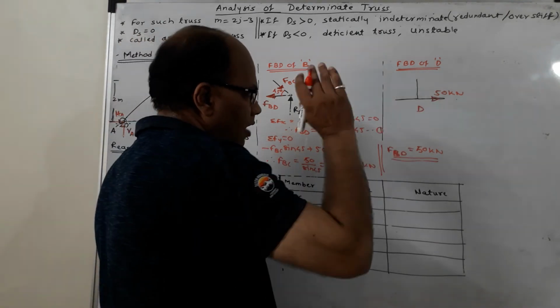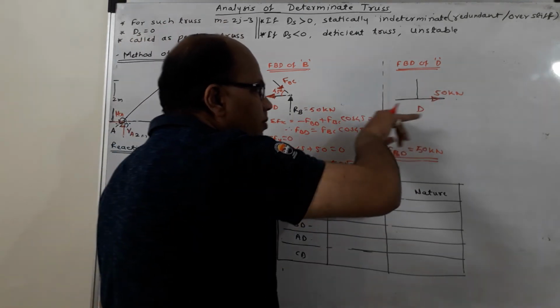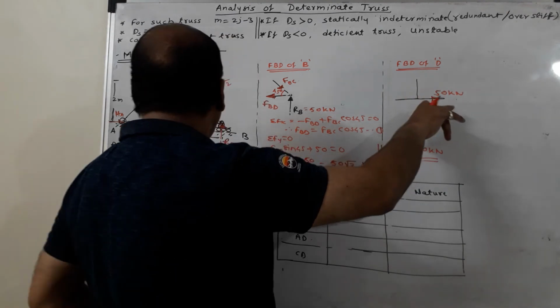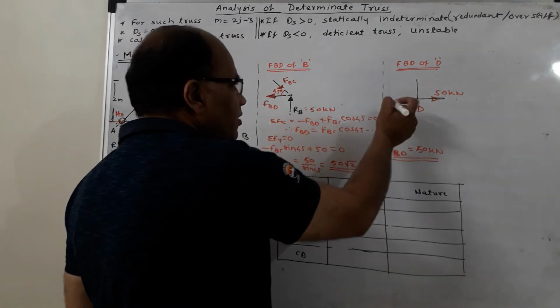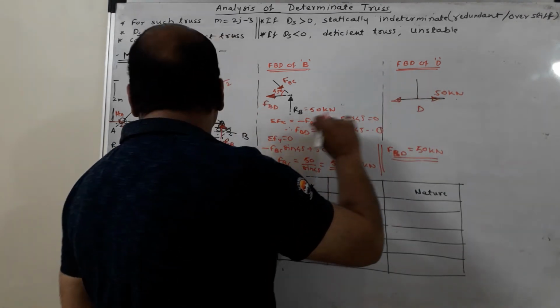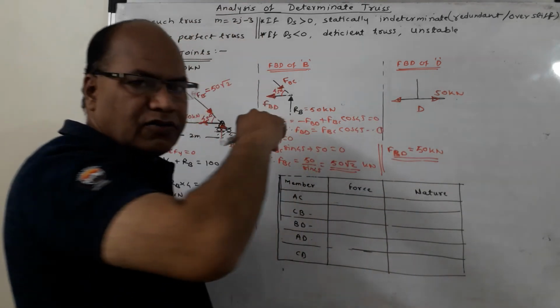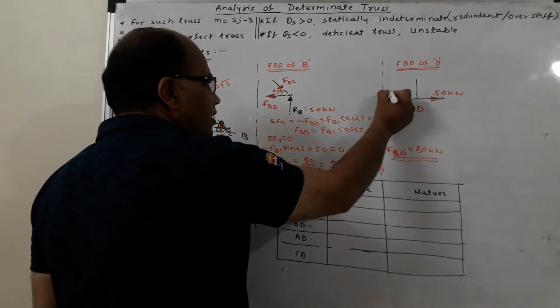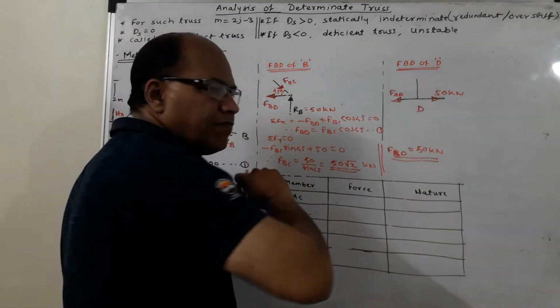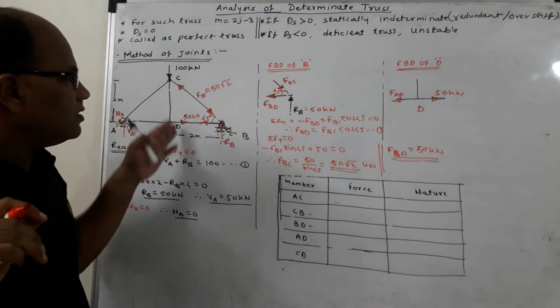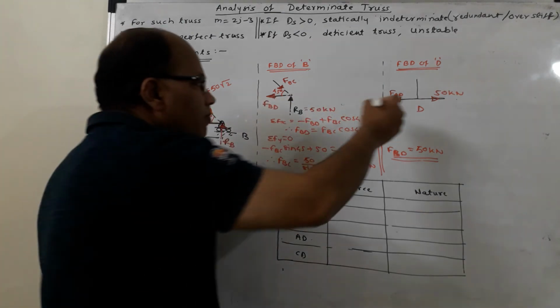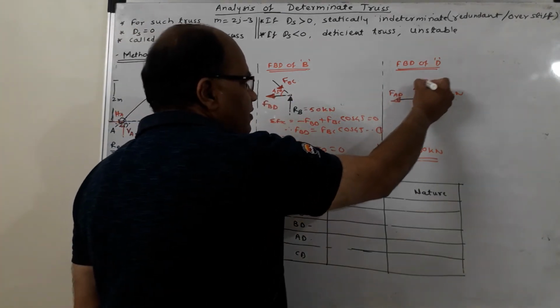Now I will be using my common sense. As 50 kilonewton in BD is acting towards right, the force in the other member, that is DA, which is a horizontal member, must be acting towards left, and this is the force in AD. Whereas the force in CD is not known. I will be assuming it like this, FCD.